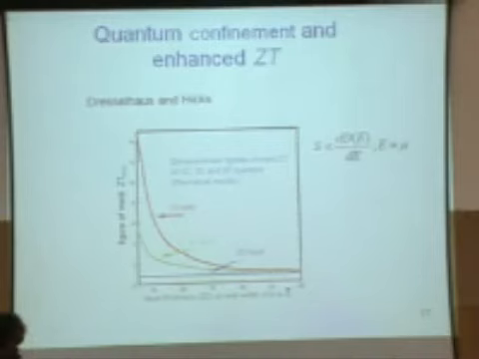And as I said, this thermopower is proportional to the derivative of the density of states near the Fermi energy. If it's flat, it's 0. If it's a sharp singularity or some structure, then I can get large values.